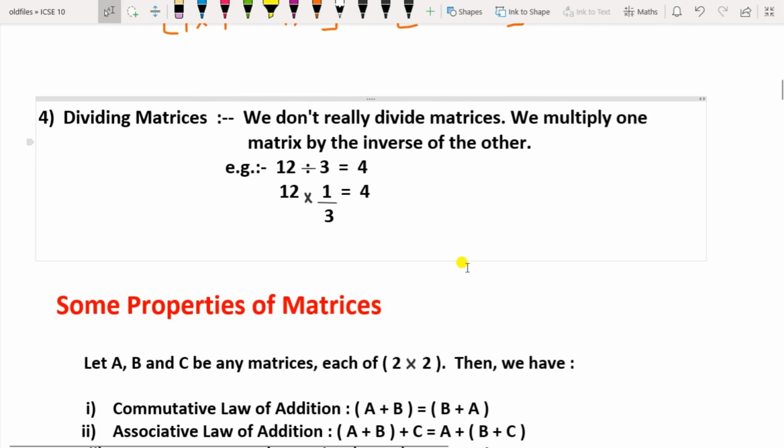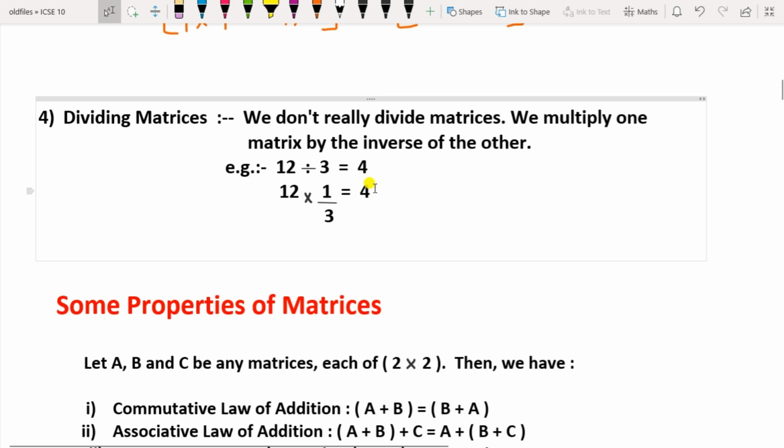Now, dividing matrices. For matrices there is no such thing as division. That means we do not really divide matrices, we multiply one matrix by the inverse of the other. It is like instead of dividing 12 by 3 to get the answer 4, we can multiply 12 by the inverse of 3, that is 1 by 3, and you get the same answer. This is one and the same thing.